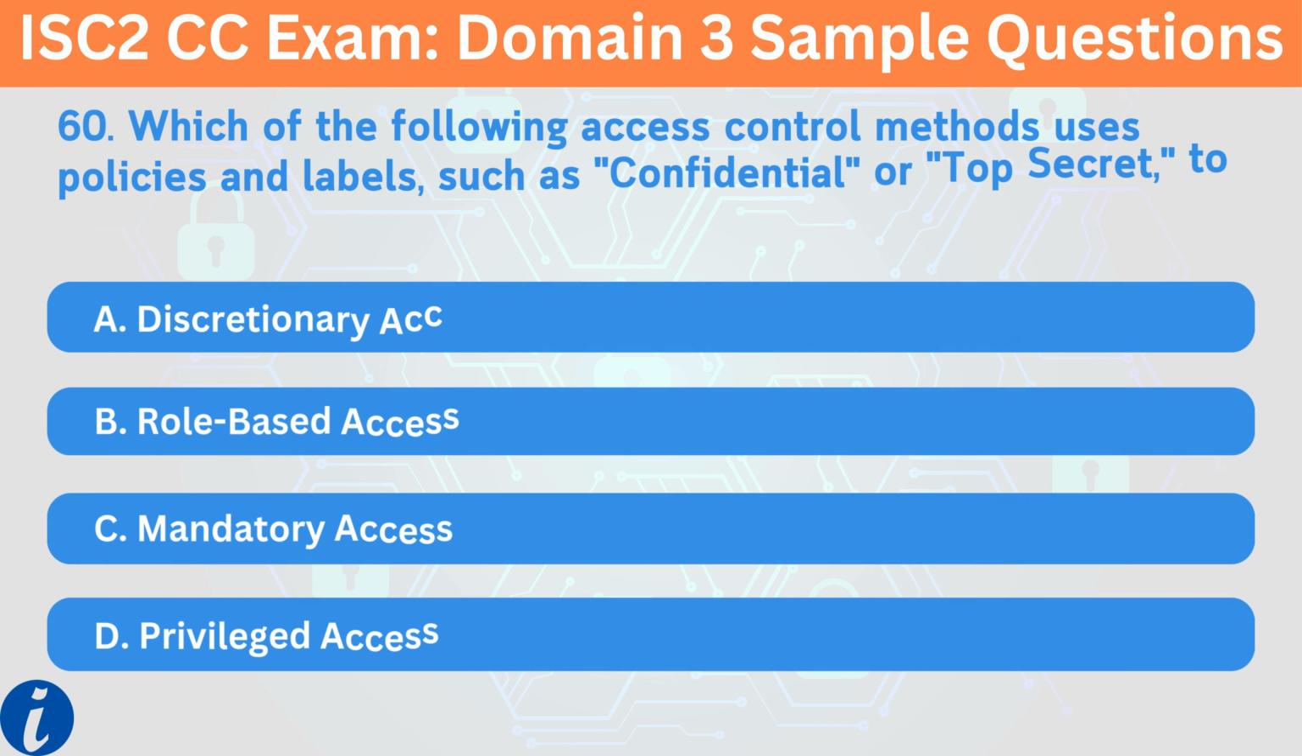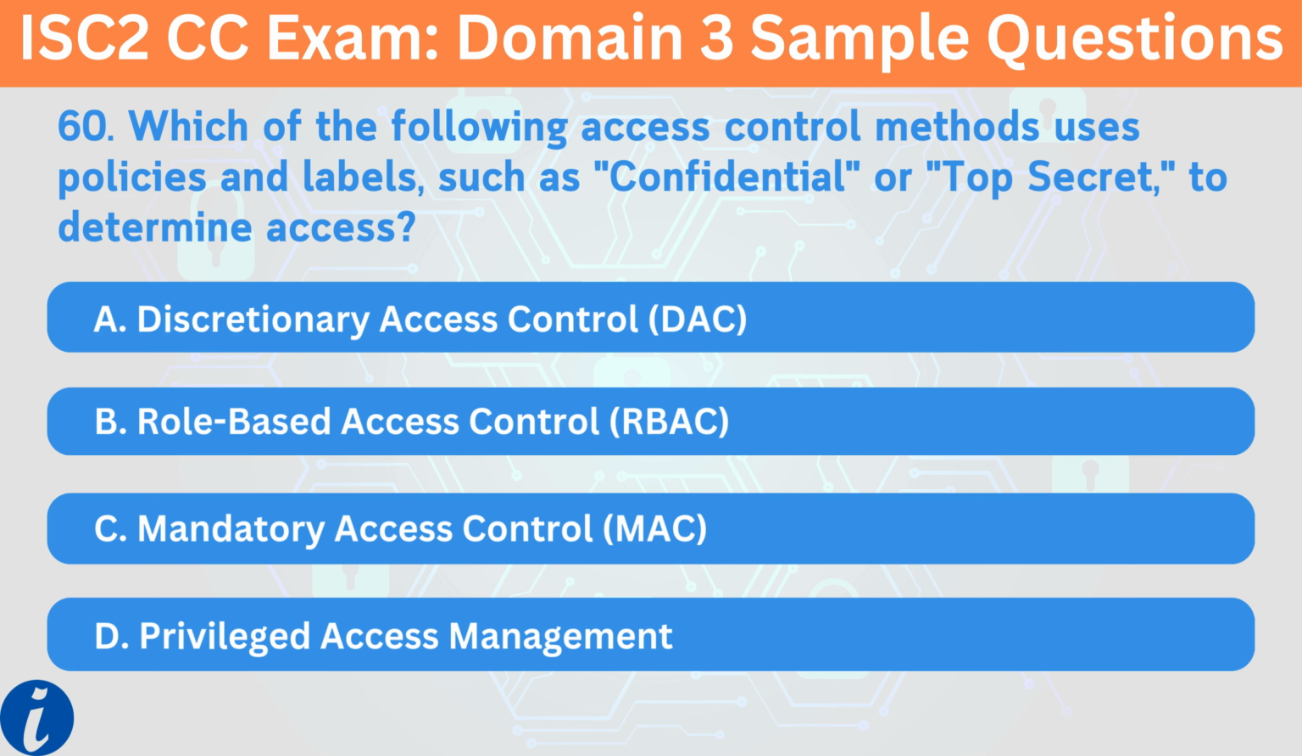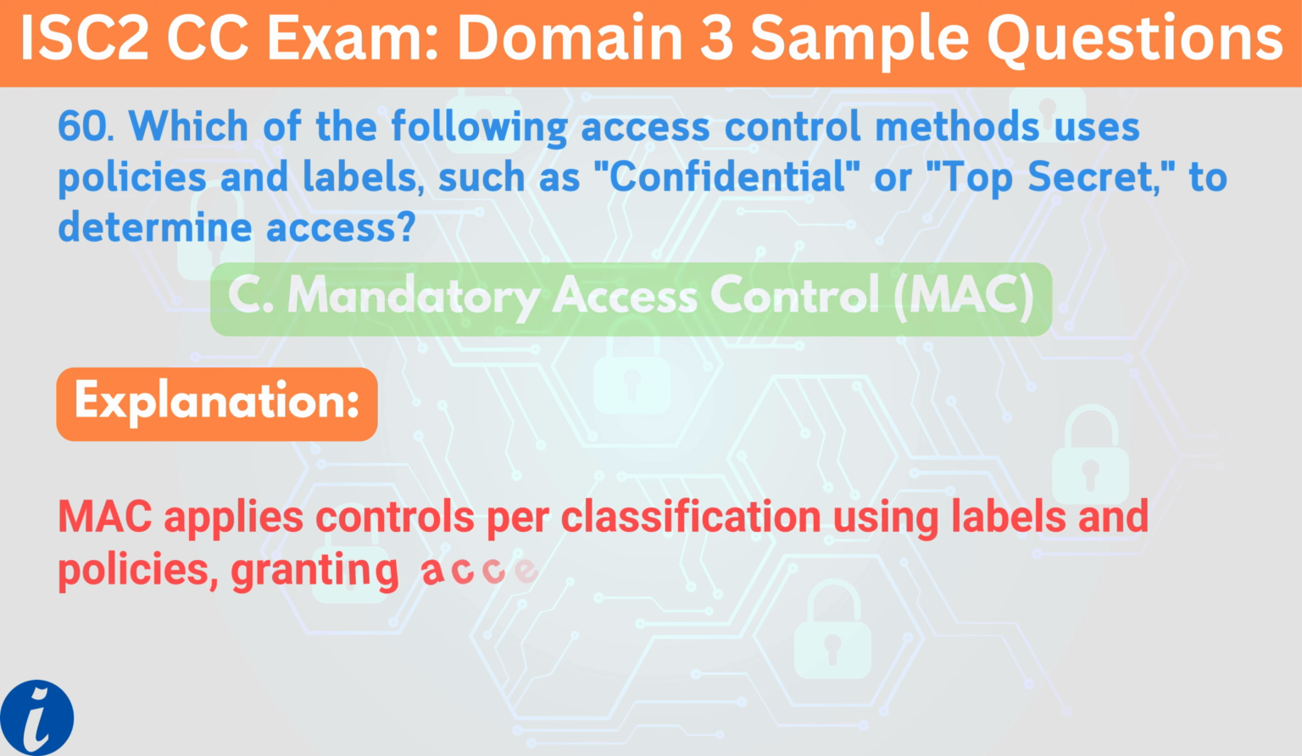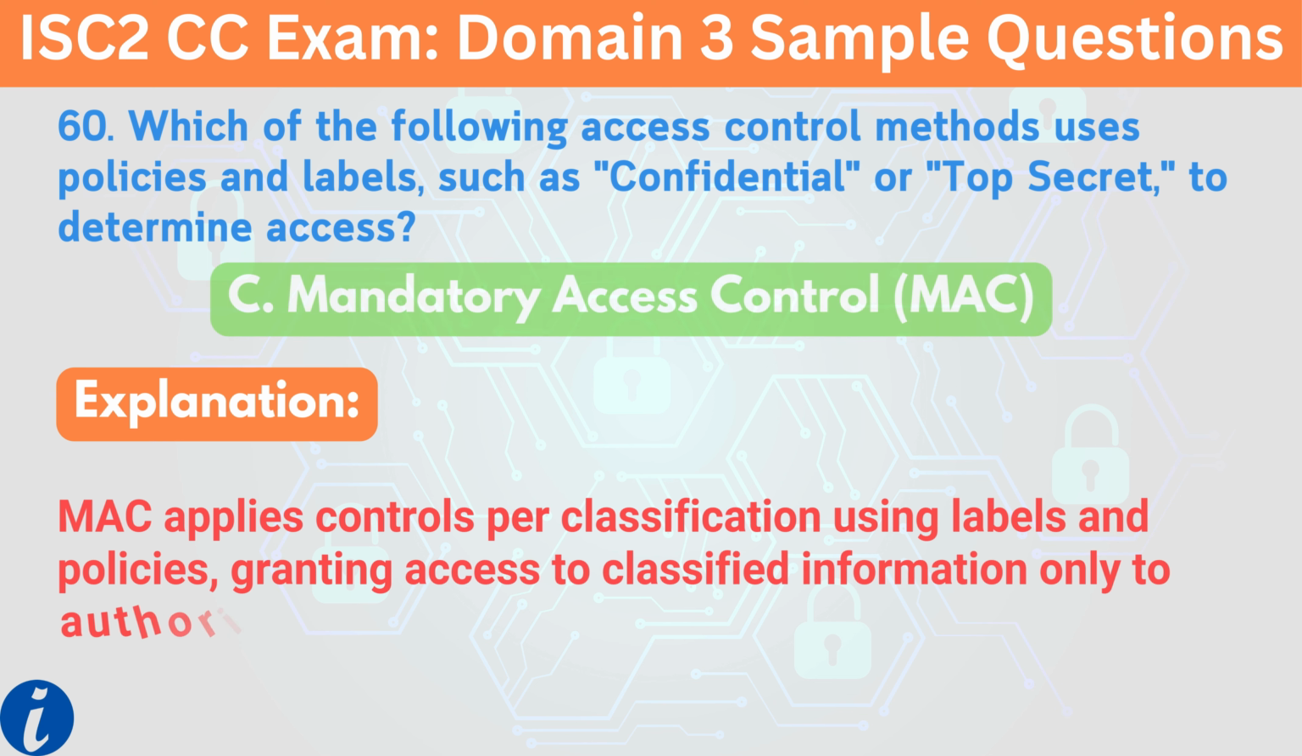60. Which of the following access control methods uses policies and labels, such as confidential or top secret, to determine access? A. Discretionary access control, DAC. B. Role-based access control, RBAC. C. Mandatory access control, MAC. D. Privileged access management. The correct answer is C. Mandatory access control, MAC. Explanation: MAC applies controls per classification using labels and policies, granting access to classified information only to authorized users.